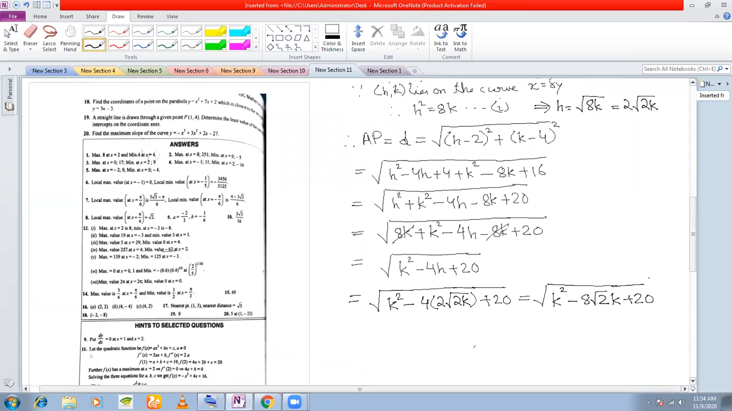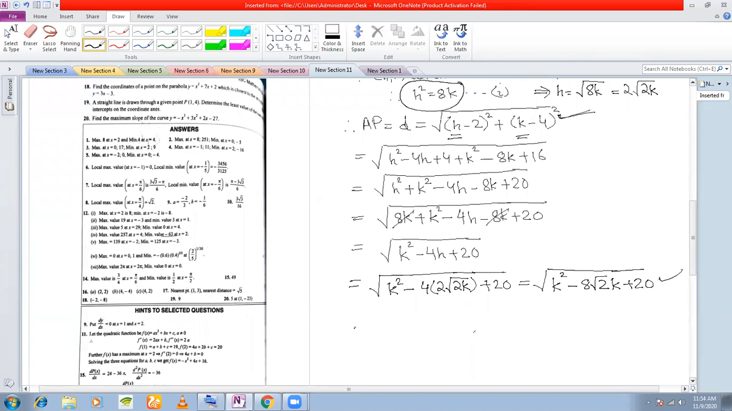Okay, the distance d I want to minimize. This is actually an applied problem. The distance d I needed to minimize. That is, this is my minimizing function. But I had two variables h and k here. So with the help of a relation here, I made everything in terms of k. So therefore, what do you get? d is equal to this. Therefore, d square will be equal to k square minus 8 root 2k plus 20. Right or wrong?